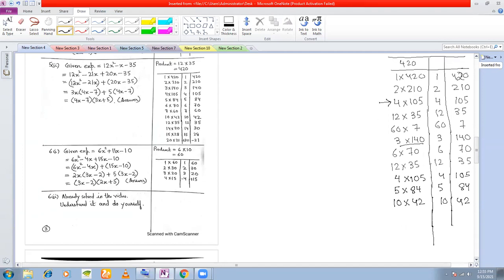Next, 42 can be divided by 2. So you multiply 10 by 2 and you divide 42 by 2: 20 and 21. Will it now give you -1? Yes, sir, it will give you -1.